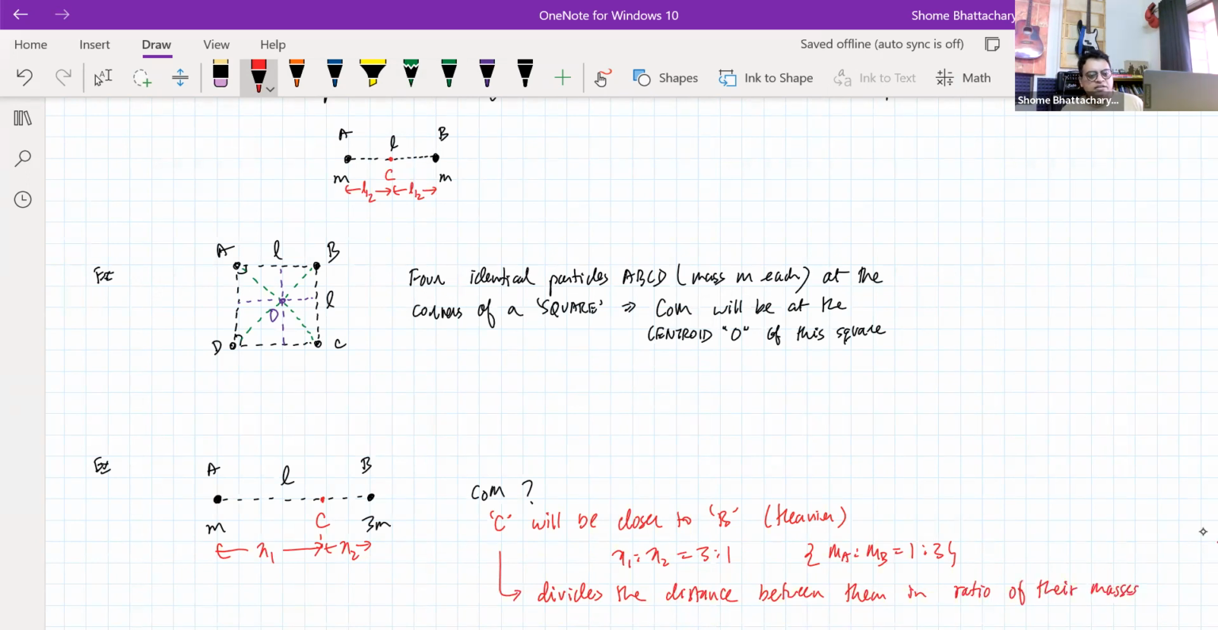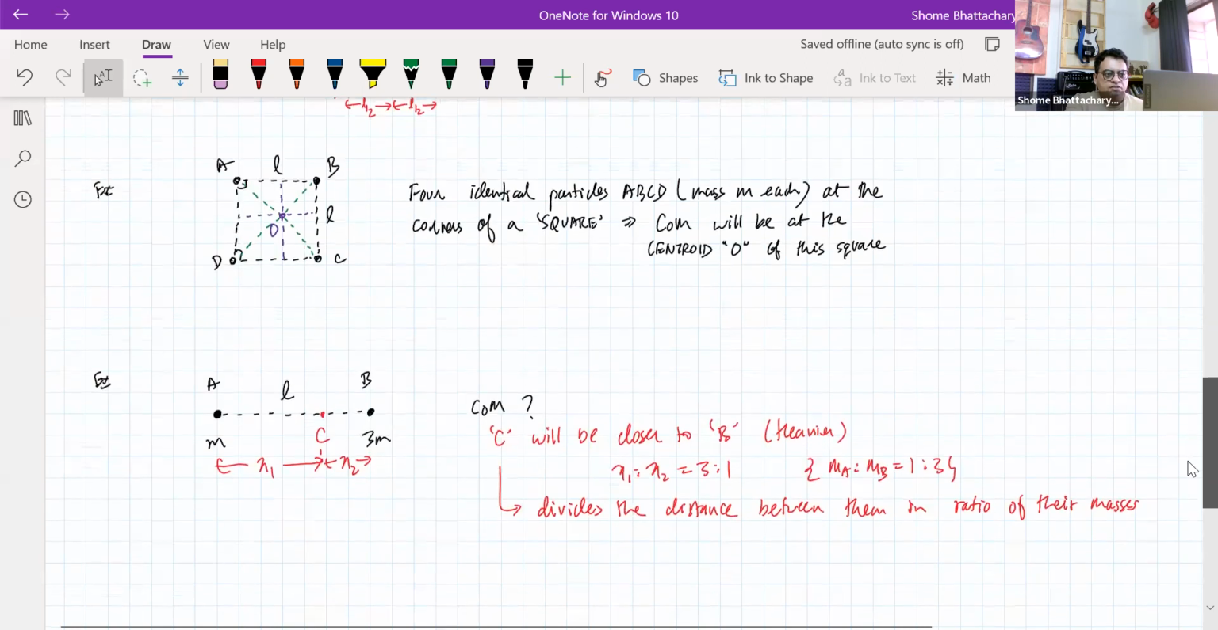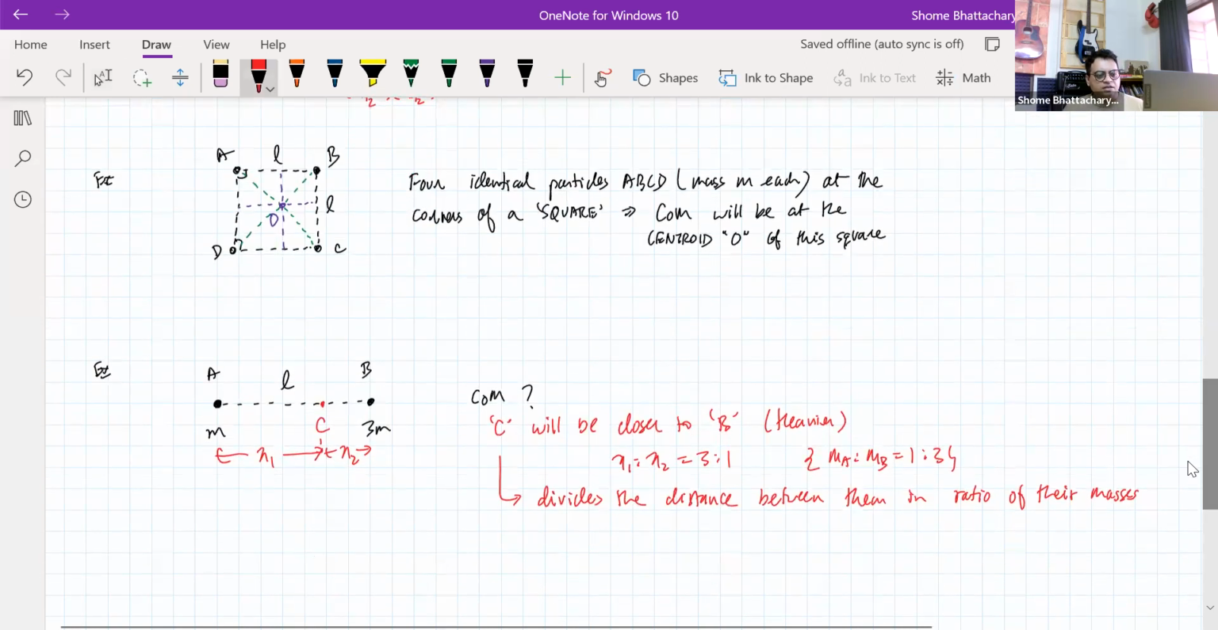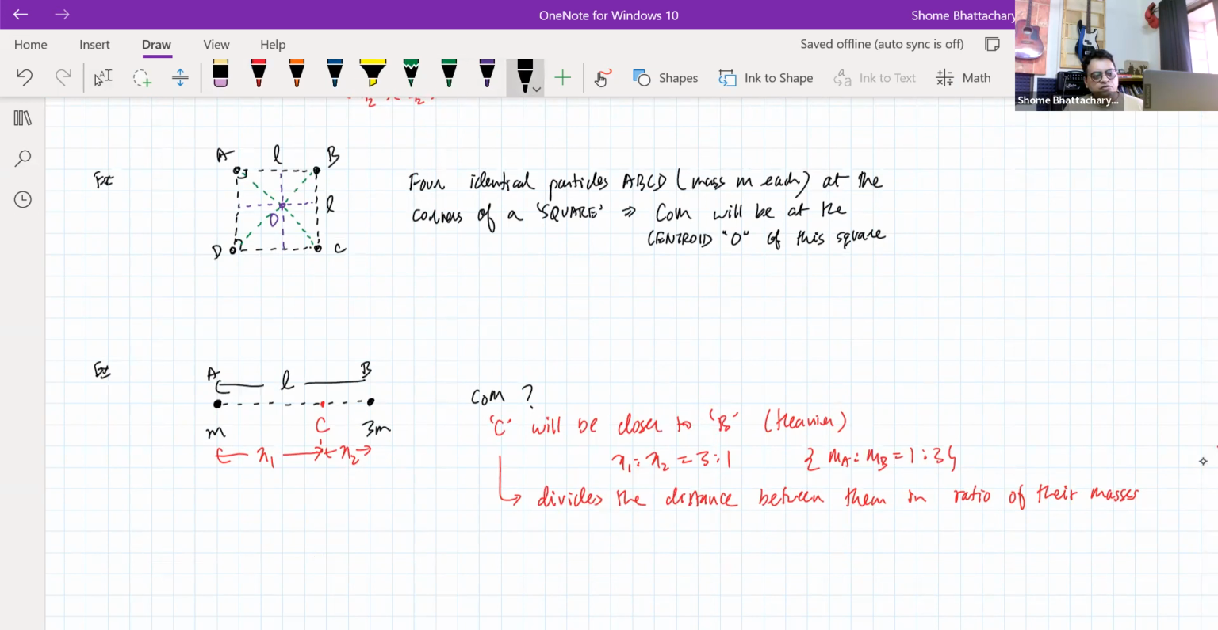So once we say that x1 is to x2 is 3 is to 1, we can see here that if the total distance between them was L, then x1 will become 3/4 and x2 will become 1/4. So the center of mass is at a point at a distance 3/4 from A and 1/4 from B.